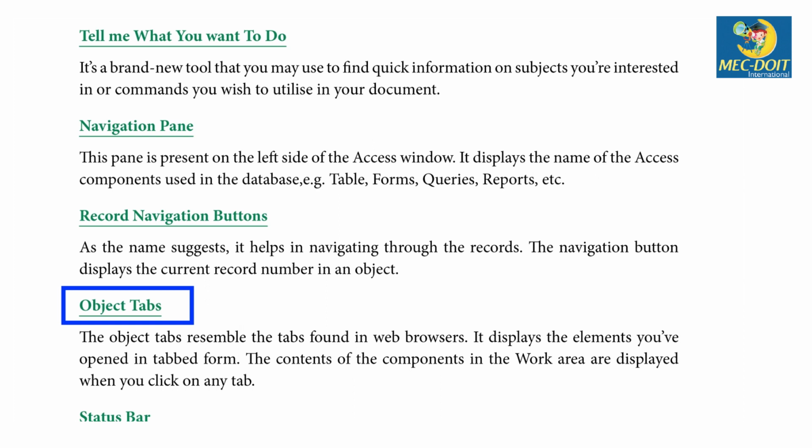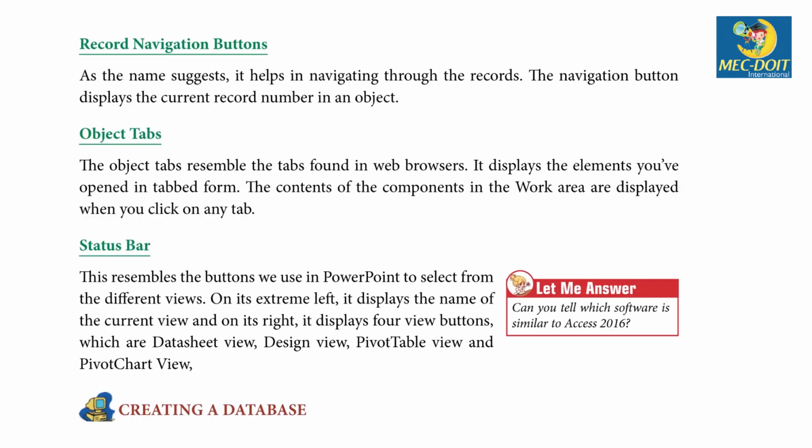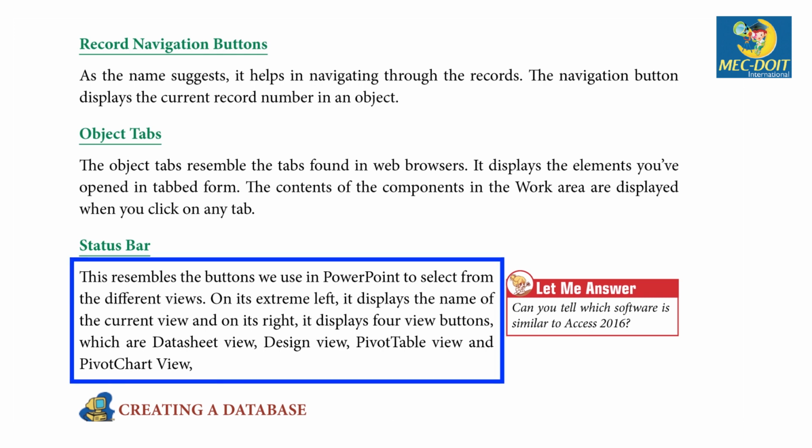Object tabs. The object tabs resemble the tabs found in web browsers. It displays the elements you have opened in tabbed form. The content of the components in the work area is displayed when you click on any tab. Status bar. This resembles the button we use in PowerPoint to select from the different views.